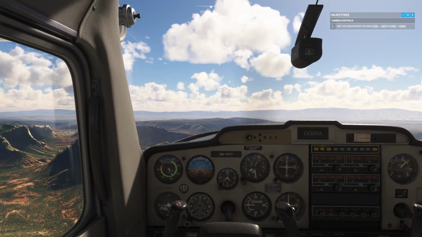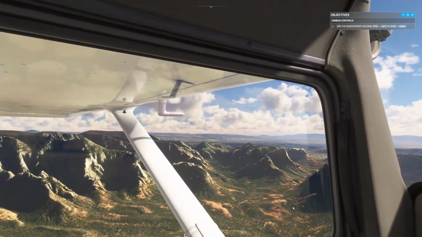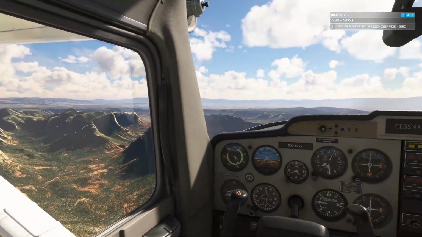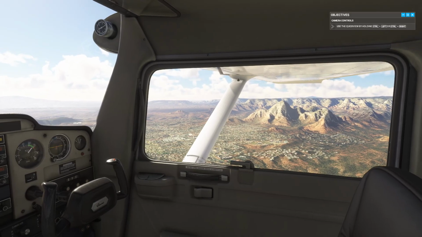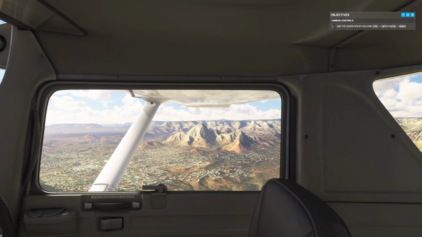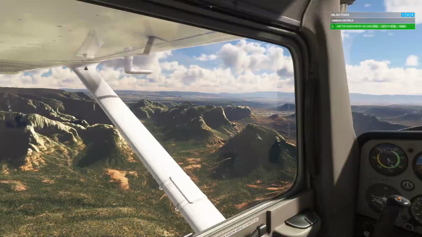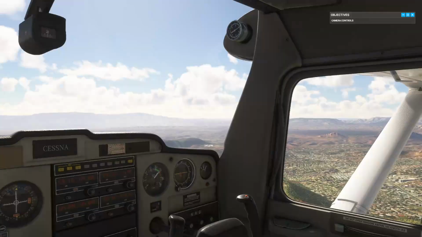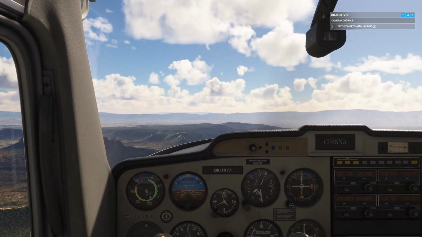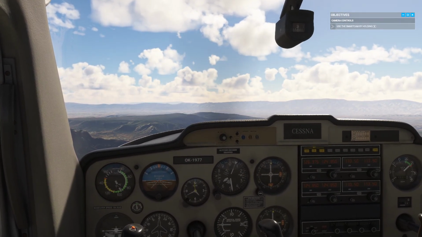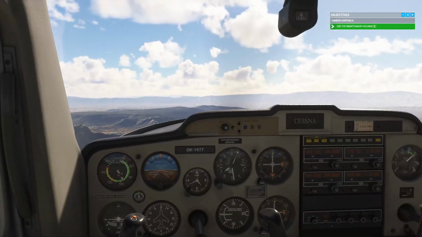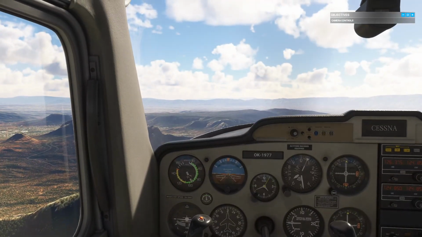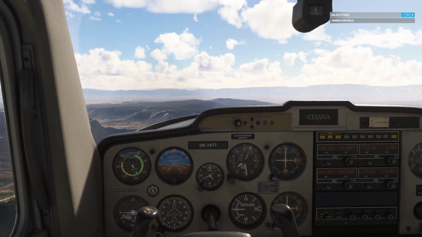Out your side windows, you can see we have great visibility over Sedona today. Red Rock territory. Beautiful, isn't it? See if you can spot the Sedona airport. The runway should be a pretty easy landmark to find. There you go. Visual confirmation on the airport.